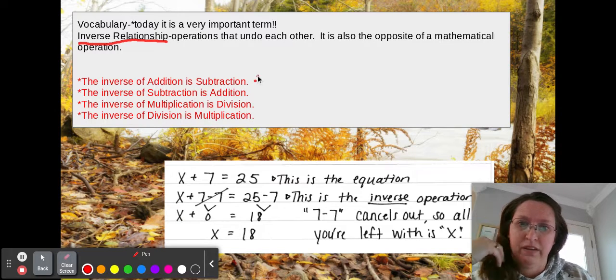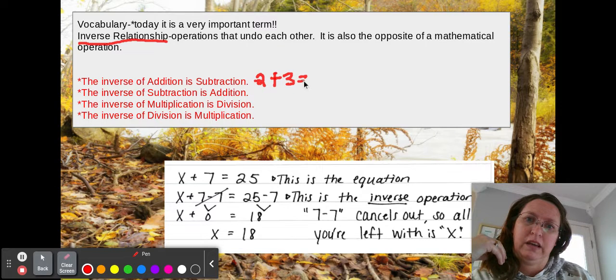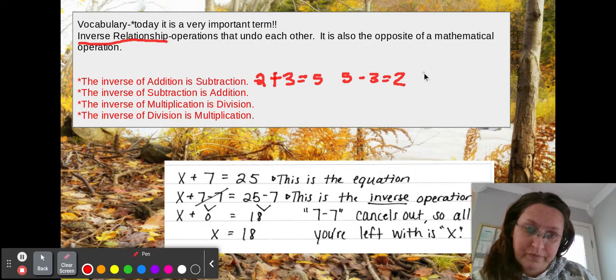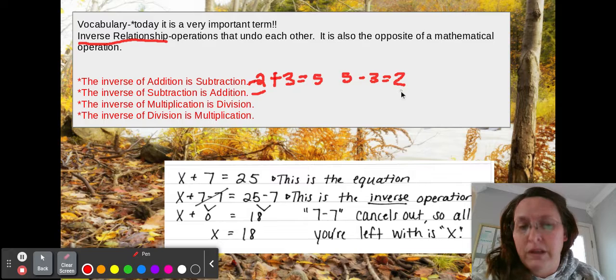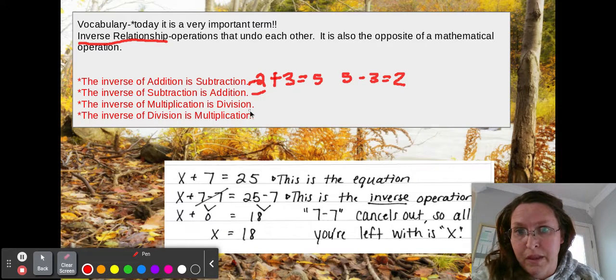So if I have 2 plus 3 equals 5, I could do 5 minus 3 to get 2. And the same goes for subtraction, and the same example works. So 5 minus 3 equals 2, so 2 plus 3 would give me 5.